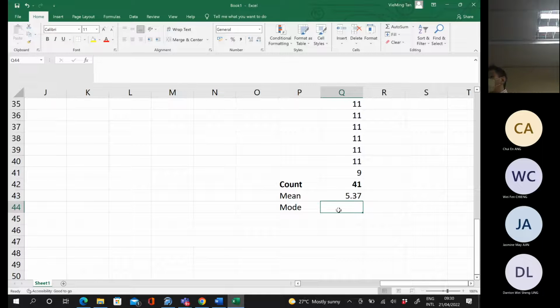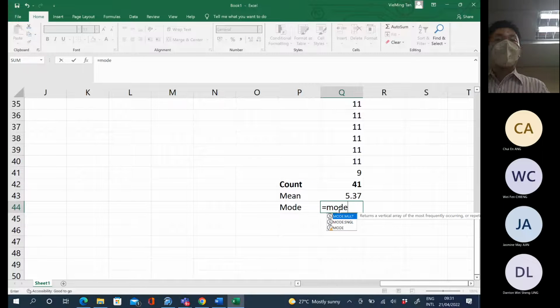We know that sometimes the data may have more than one mode. So if there's such a case, when we choose the function, we may need to ask for the multiple mode function, just in case. When you type mode, you may find that there are many options for you to choose. This one is multiple mode. This one is single mode.